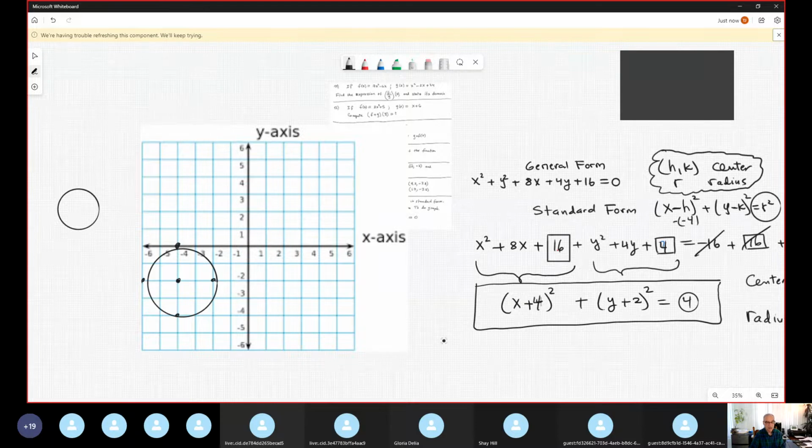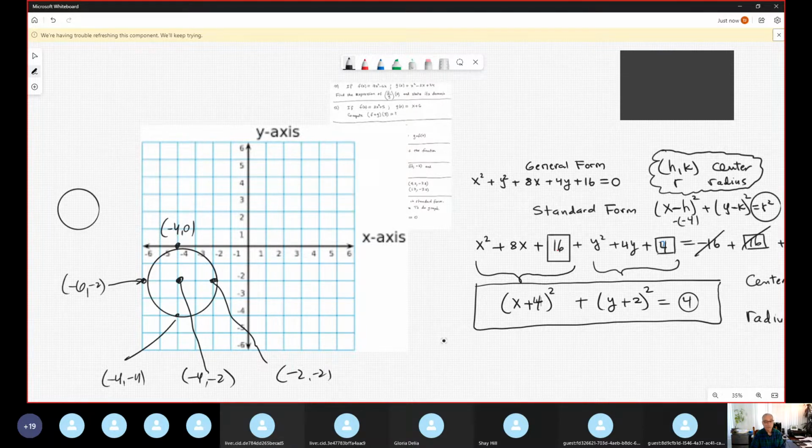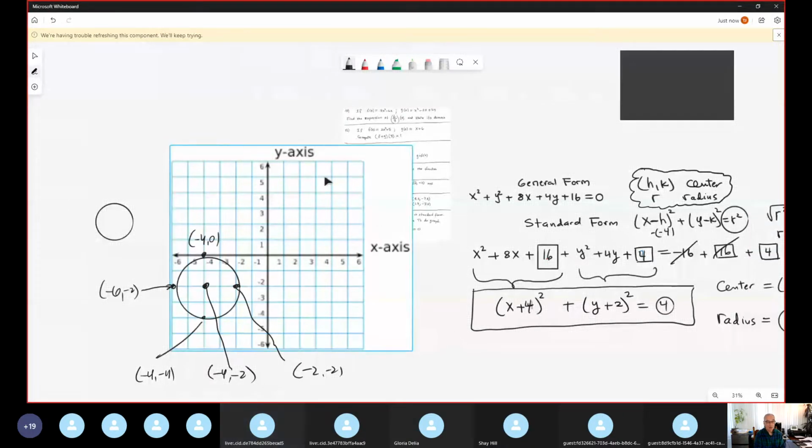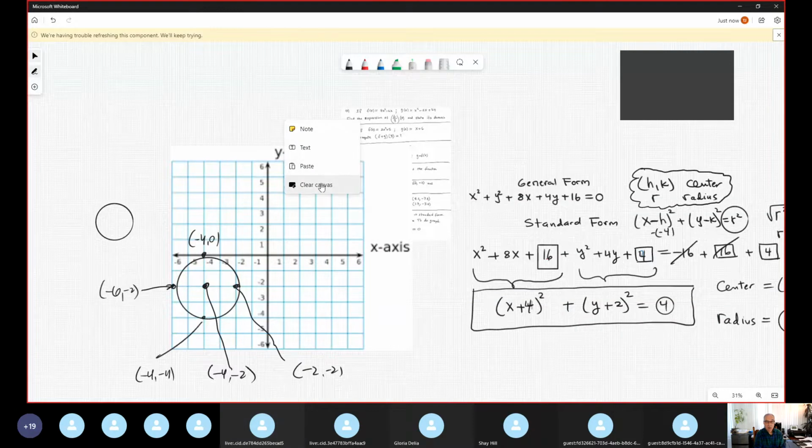Yes or no? This point is negative 4, 0. This point was negative 6, negative 2. This guy was negative 4, negative 4, no? And this guy was negative 2, negative 2. It's a coincidence. And the center, wow, the center is negative 4, negative 2. Cool? Yes. Okay. Cool.